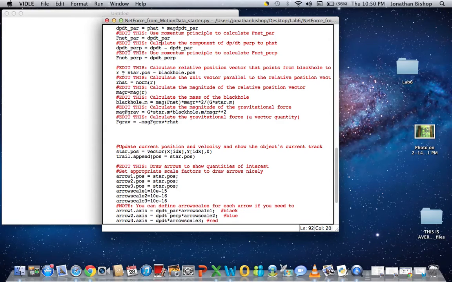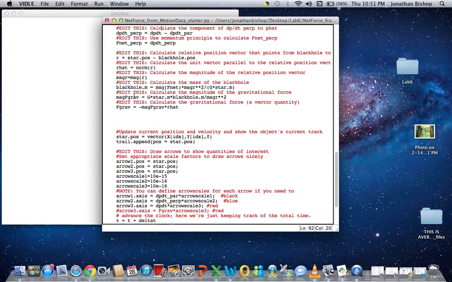To find the distance between the star and the black hole, I subtracted the star's position from the black hole's position. I normalized that to find the direction of r, of the distance, and I took the magnitude of that so I could find the mass of the black hole.